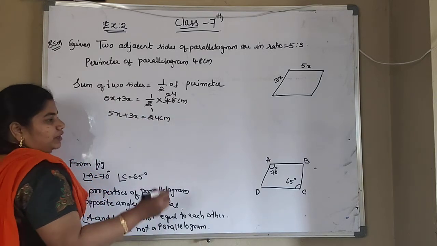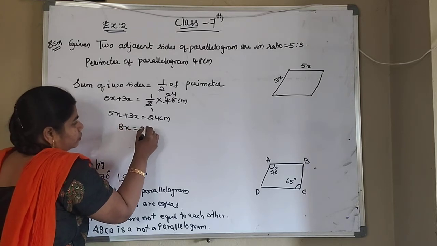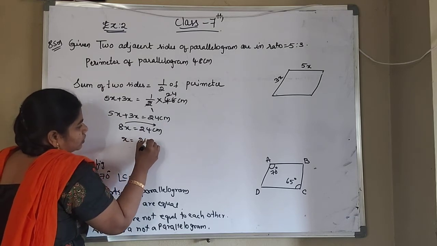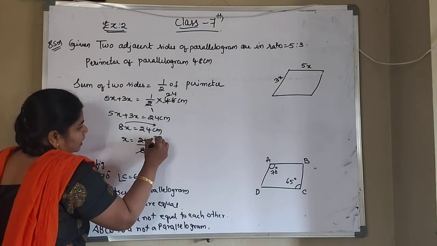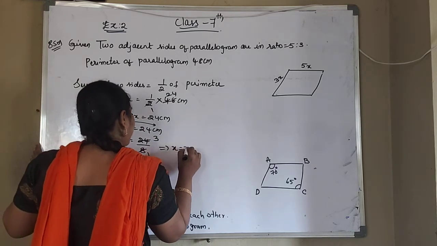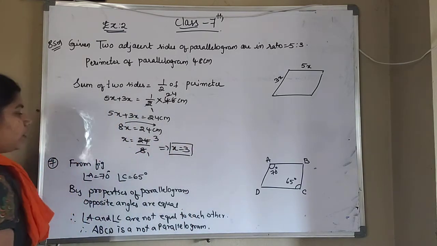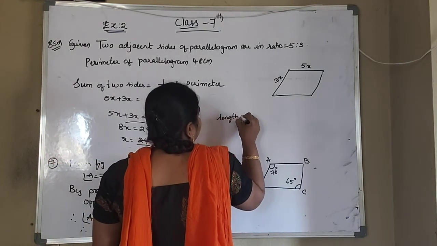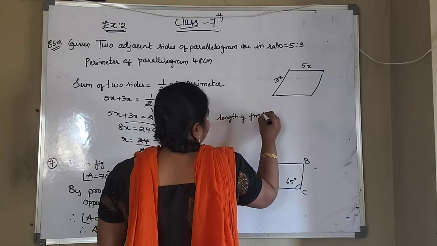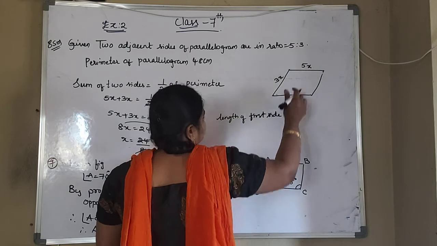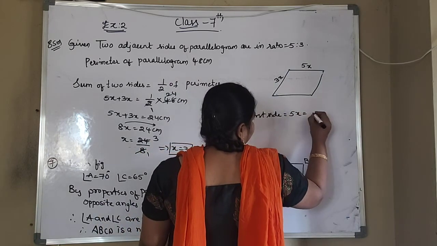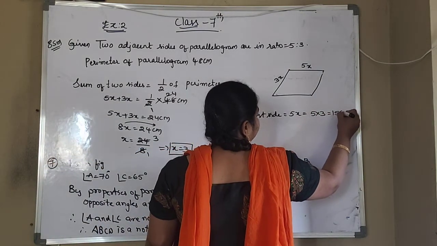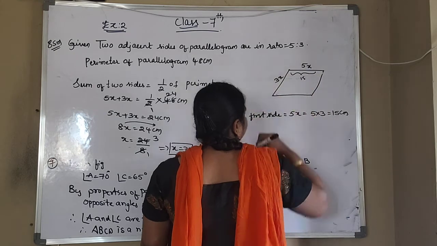So 5 plus 3 is how much? 5 plus 3 is 8, so 8x is equal to 24 centimeters. I am transposing this 8 to the other side. So x is equal to 24 by 8. 8 ones are 8, 8 threes are 24. So you got the x value as 3. Now we have to find the sides. The length of the first side is 5x. Here 5 is a constant value, and x value is 3. So 5 into 3 will be 15 centimeters.